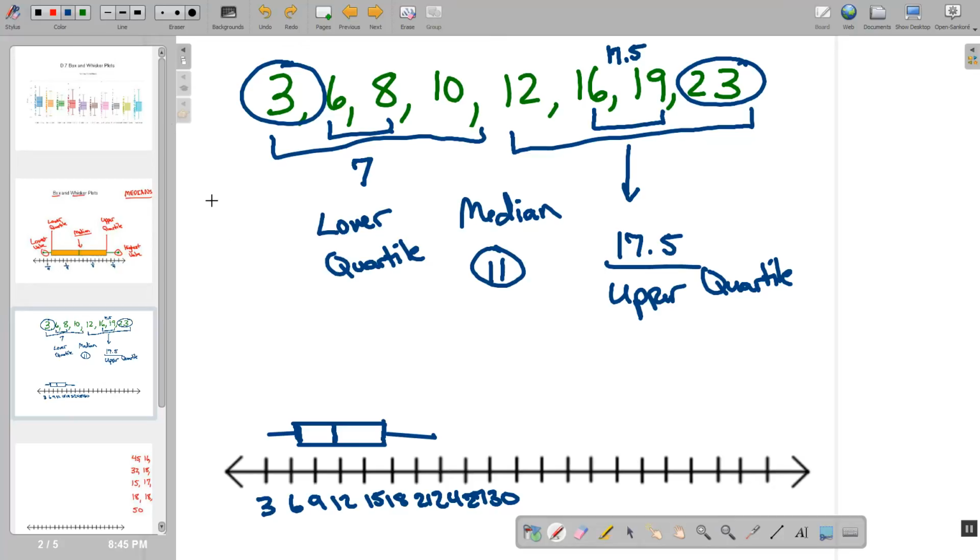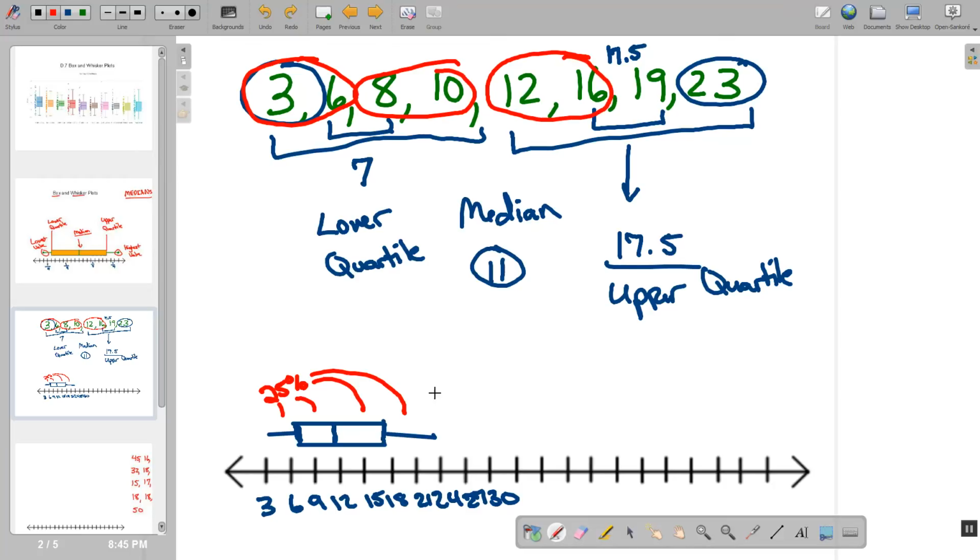And if we remember from the first slide, that means that about half of our data is right here, here, here, and here. We split the data into equal fourths. And if you look up at the top, that's actually what we did. Between 3 and 6, there are 2 numbers. In here, there are 2 numbers. In this part, from 11 to 17.5, there are 2 numbers. And between 17.5 to 23, there are 2 numbers. So we actually split our data into 4 equal parts. So that is the basics of a box and whisker plot.